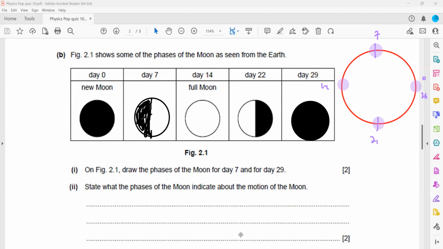Is it clear, this one, the phases of the moon? Yes, sir. Clear.